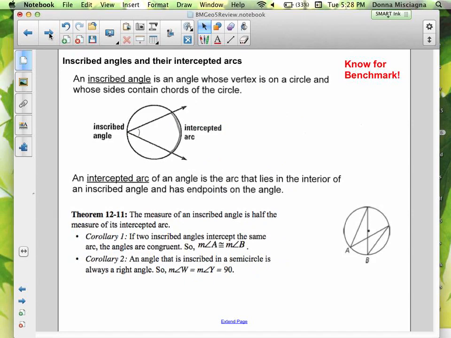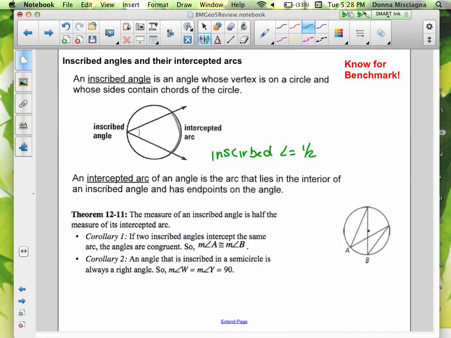You have to know the relationship to the intercepted arcs. The inscribed angle is half the arc. Okay. Just put that right there for you. Add this to your notes if you like. Inscribed angle equals half the arc. Okay, that's one you should know. Also, you need to know that, and it's also right over here too. If you have two inscribed angles and they have the same intercepted arc, then the angles have to be congruent.